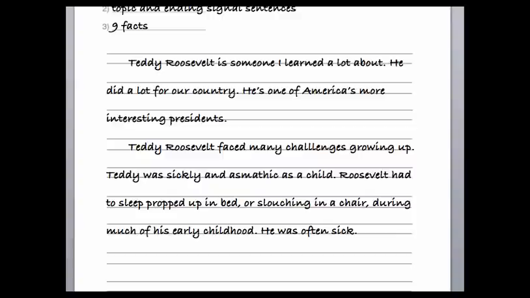Teddy was sickly and asthmatic as a child. Roosevelt had to sleep propped up in bed or slouching in a chair during much of his early childhood. He was often sick. Remember to say your sentences silently in your head before you write them down. Does it sound right? Is it a complete thought?